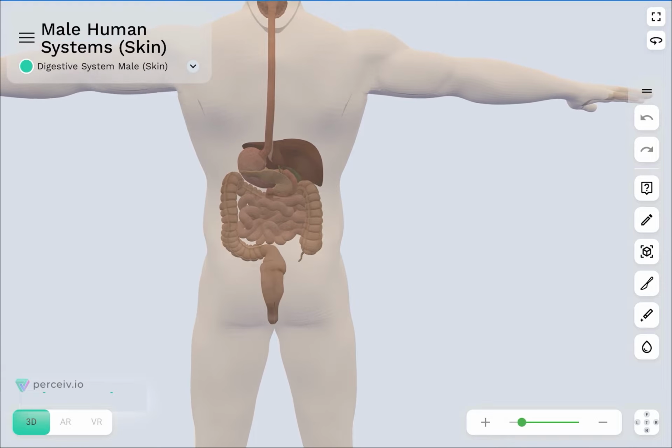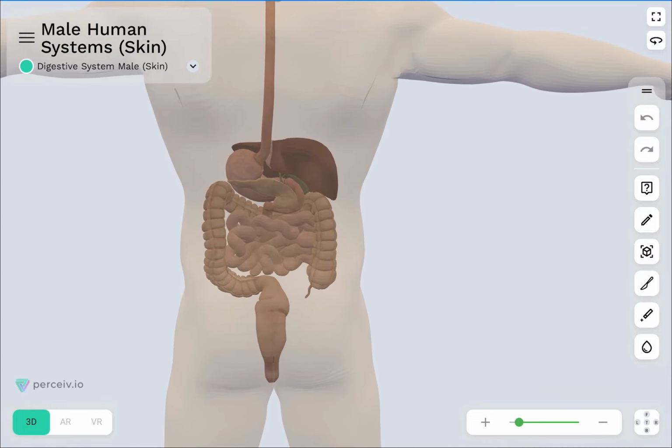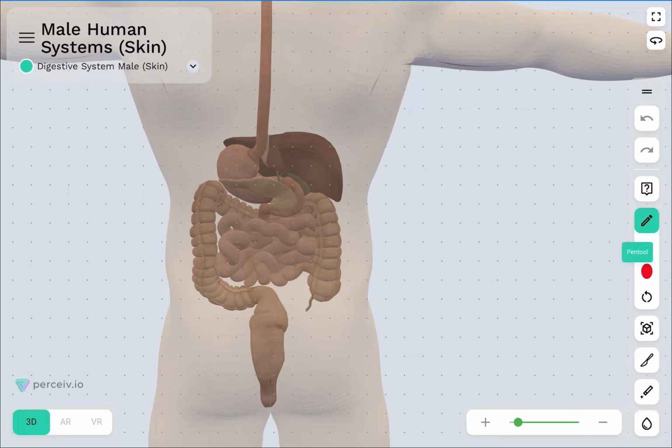So we will first see its location, and then we will move on to its components and then to the functions as well. Now, if I just maximize this model a little bit, you can see that this is representing the pancreas.